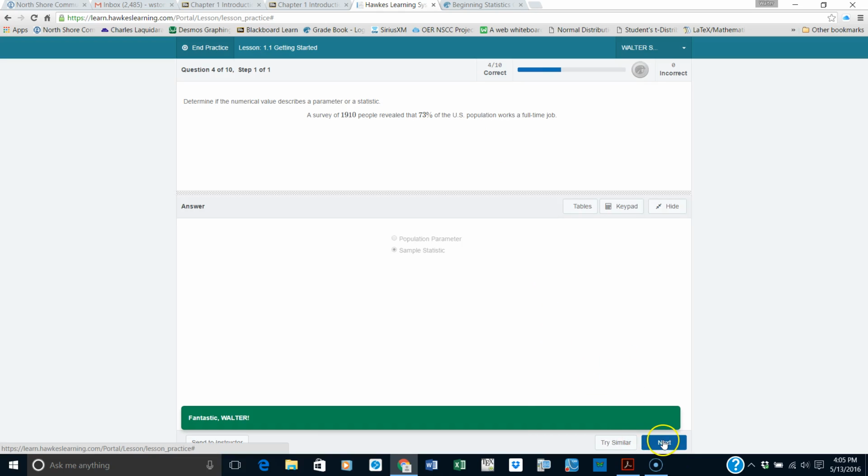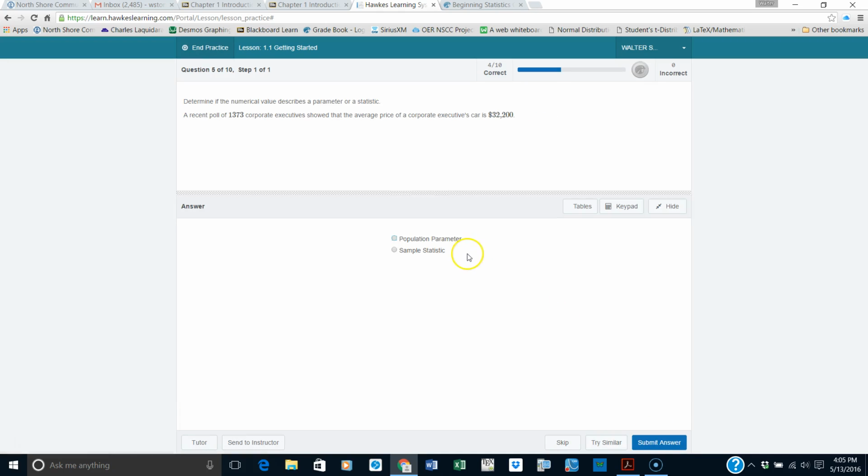Okay, so we're good with that. And here we want to know again whether we have a population parameter or a sample statistic. A recent poll of 1,373 corporate executives showed that the average price of a corporate executive car is $32,200. So this is a sample taken out of all corporate executives. So this is a statistic rather than a parameter.